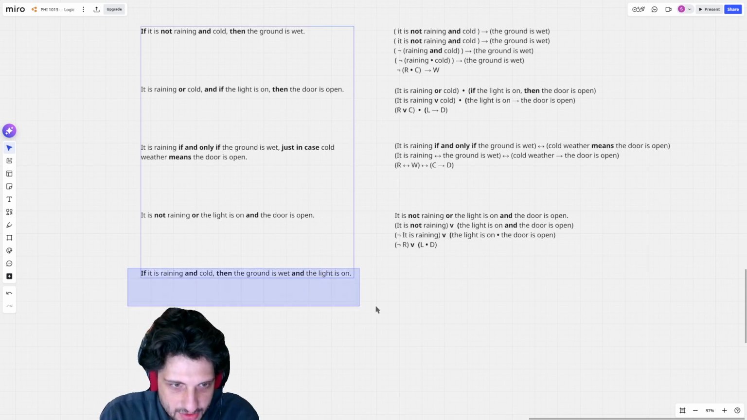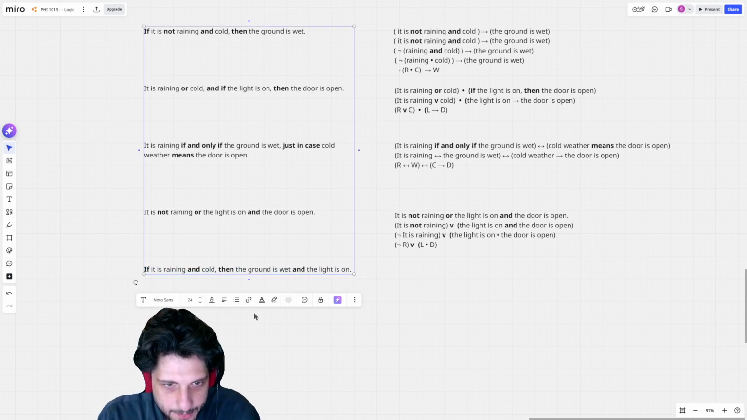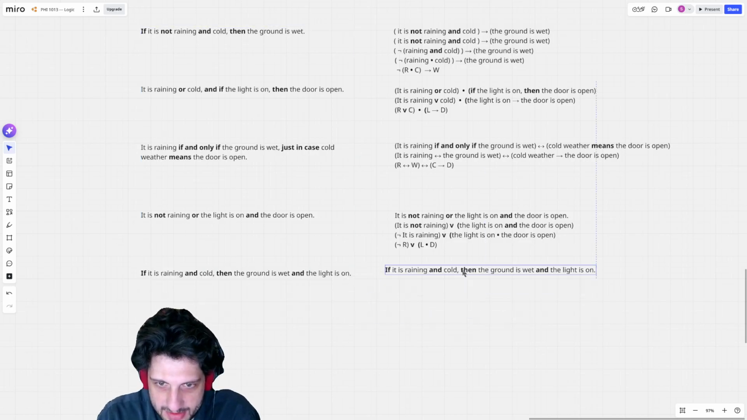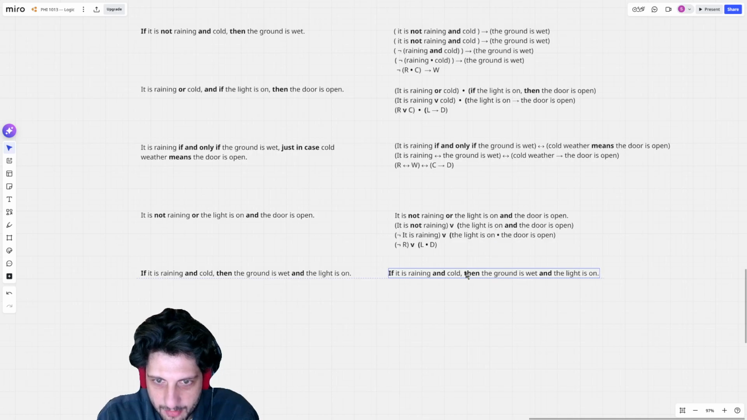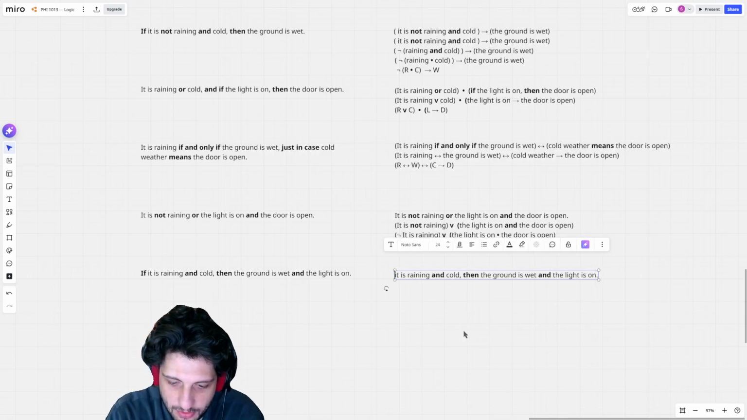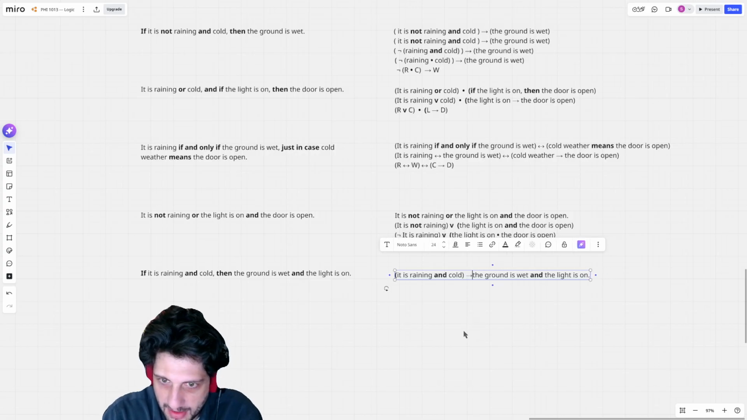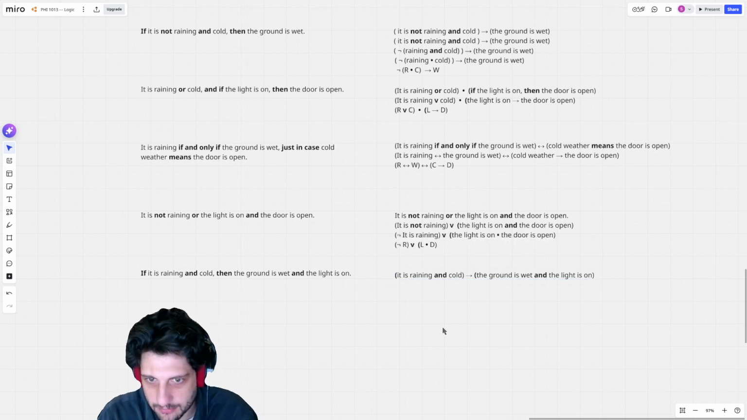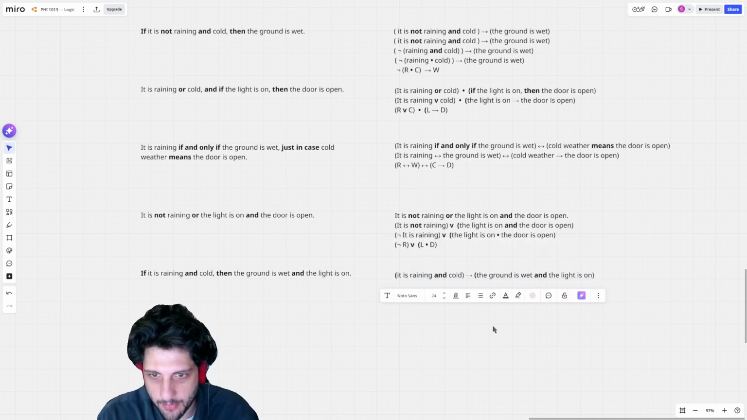Okay, one last exercise. If it is raining and cold, then the ground is wet and the light is on. So, right, this one does give us that nice comma that makes it more clear what our main operator is. It also starts with this if. That's another big sign. So we have if it is raining and cold, then the ground is wet and the light is on, right? That's the main operator.